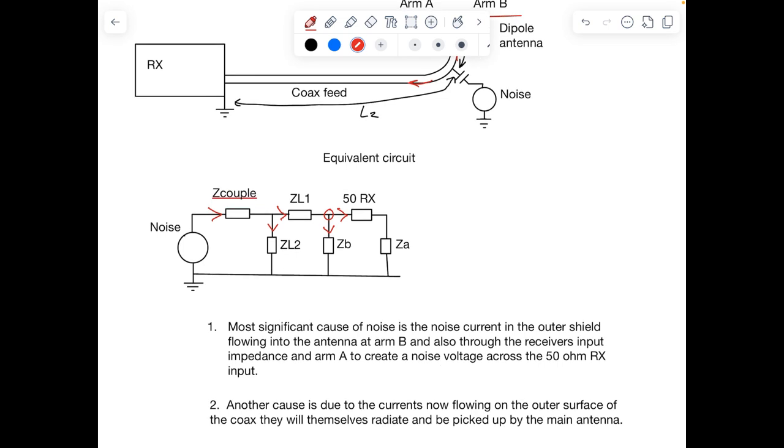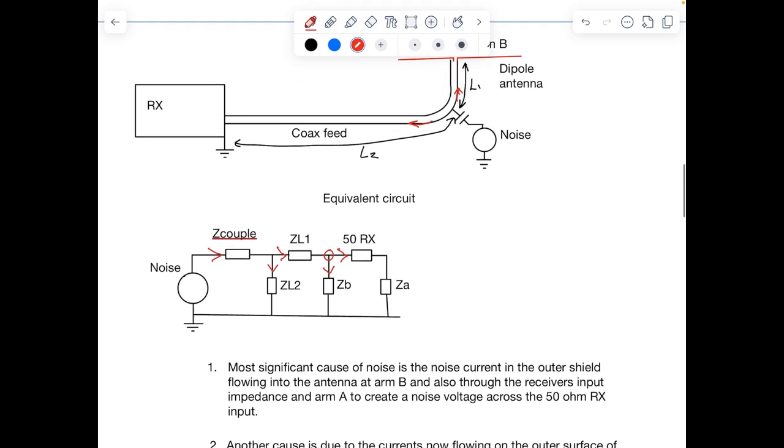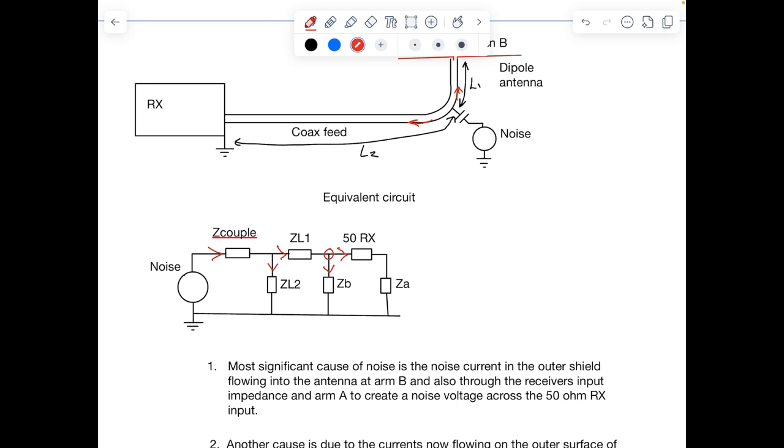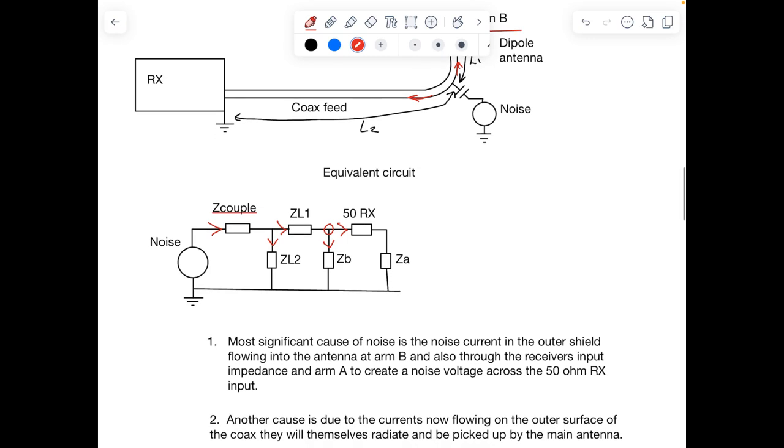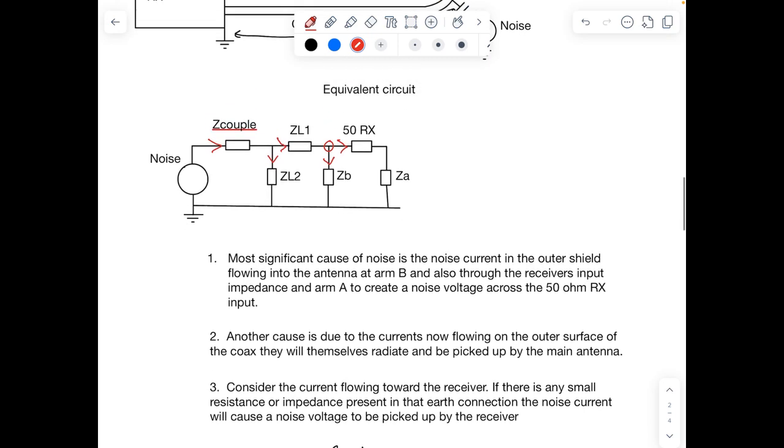So reading the text, the most significant cause of noise is the noise current in the outer shield flowing into the antenna at arm B and also through the receiver's input impedance and arm A to create a noise voltage across the 50 ohm RX input. So that's a relatively obvious mechanism of the noise voltage and the currents causing a direct noise voltage in your receiver.